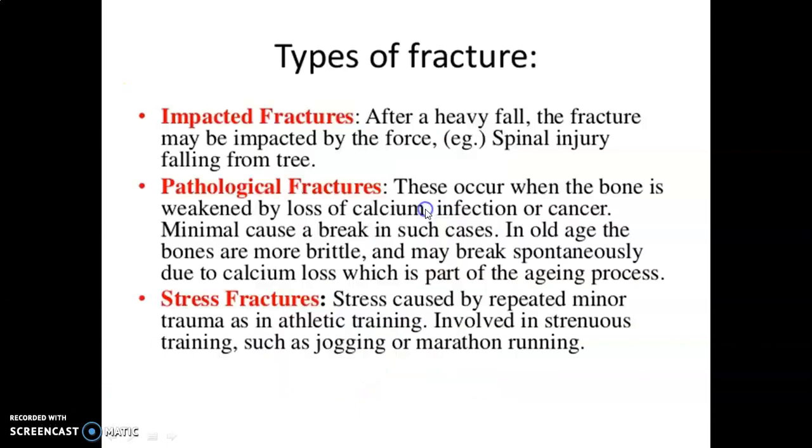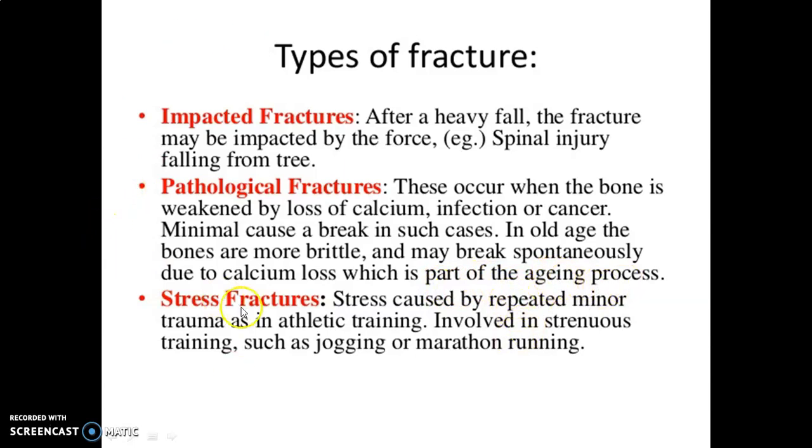See this figure. Types of fracture: impacted fracture. After a heavy fall, the fracture may be impacted by the force, for example, spinal injury from falling from a tree. Pathological fractures: these occur when the bone is weakened by loss of calcium, infection or cancer. Minimal cause can break it. In old age, the bones are more brittle and they may break spontaneously due to calcium loss, which is part of the aging process.